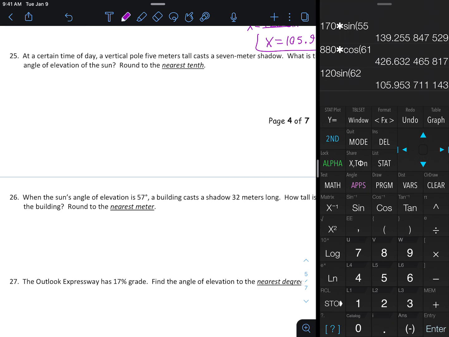So let's say you've got a pole kind of like this right here. Maybe it's a flagpole or something, and it's got a shadow on the ground that it casts. Then we're going to find the angle of elevation that it makes with the sun. You could have a little sun right there, and it's going to make a certain angle. So they're asking for that angle this time.